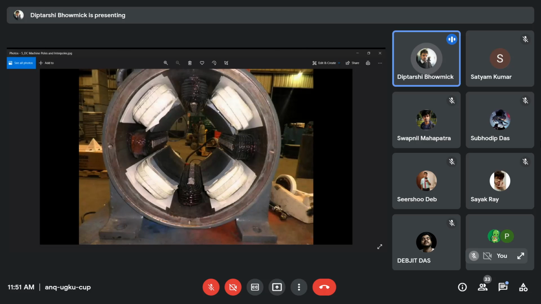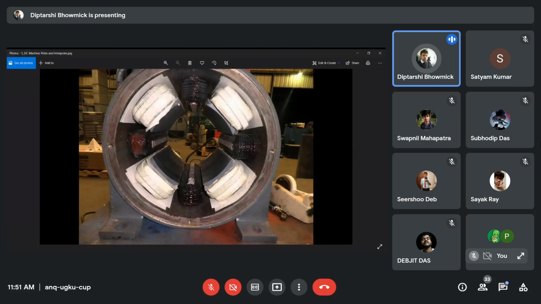Fine. So interpoles may be present in a DC machine or may not be present, because if the construction is such that when the machine rotates the flux does not get distorted so much, then we don't need to provide the interpole, because it will add some extra cost. So interpoles are provided only when it is absolutely necessary. Clear?